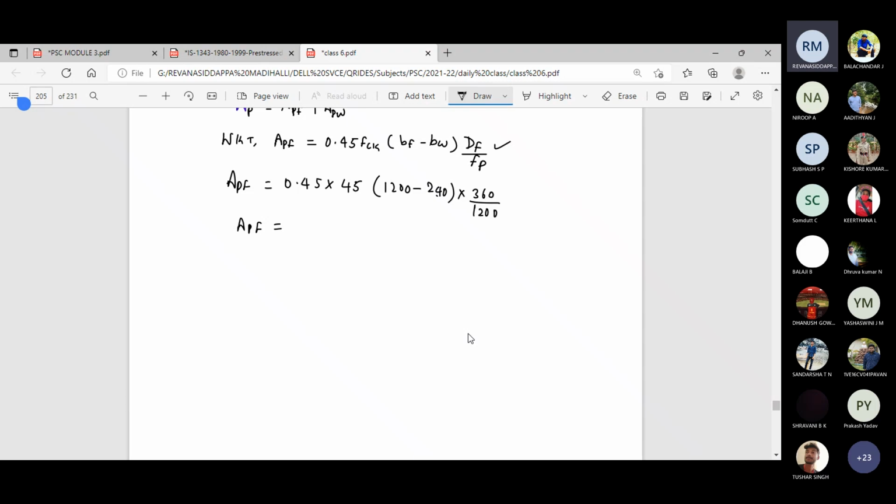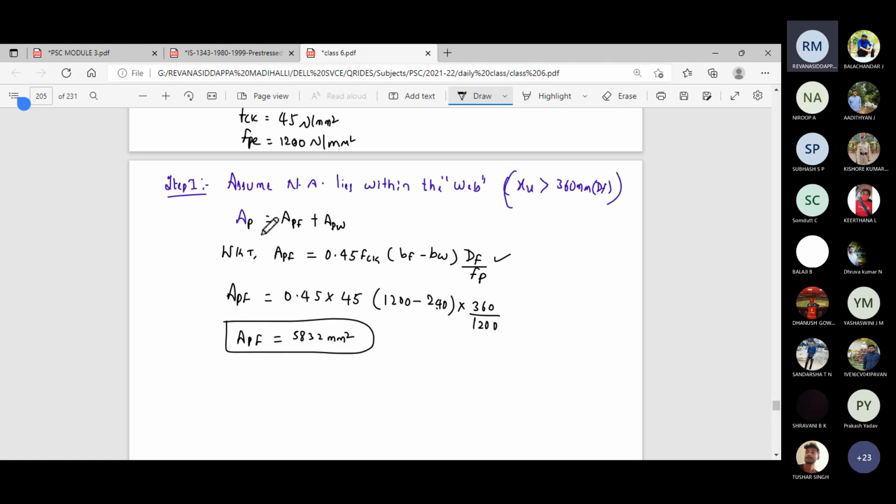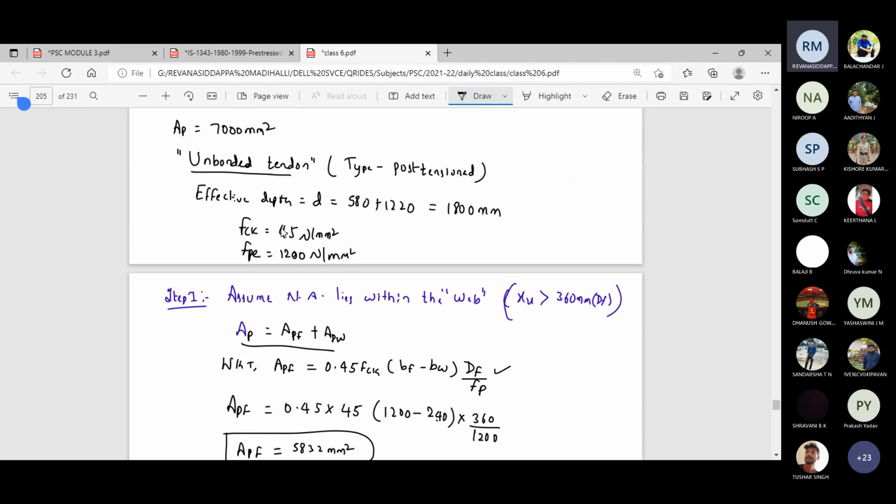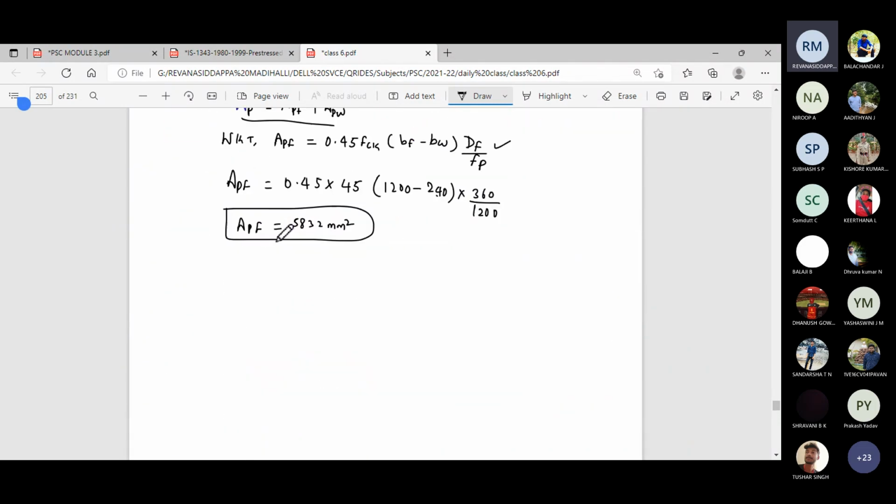Calculate the answer and check your answer. It is 5832 mm square. Now in this equation, you substitute the area of pre-stressing steel AP as 7000 mm square. 7000 is equal to APF, which is 5832, plus APW. By this, you'll get APW. If you calculate, you'll get the answer as 1168 mm square.